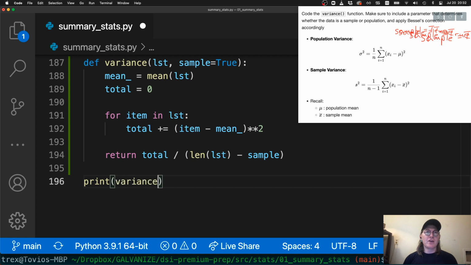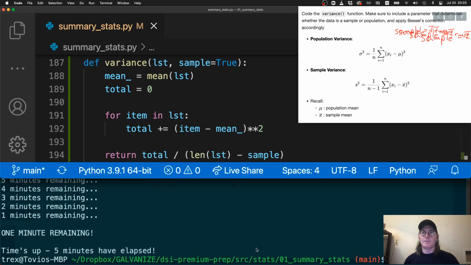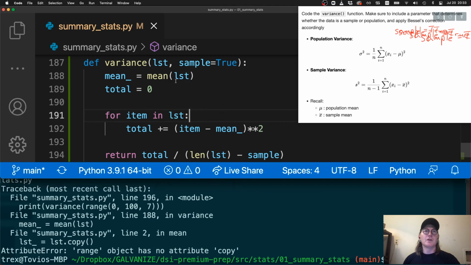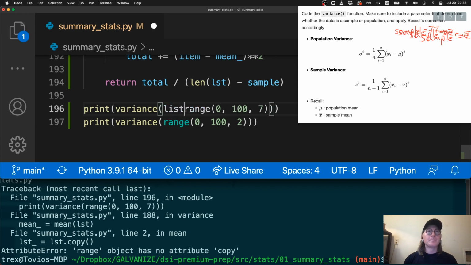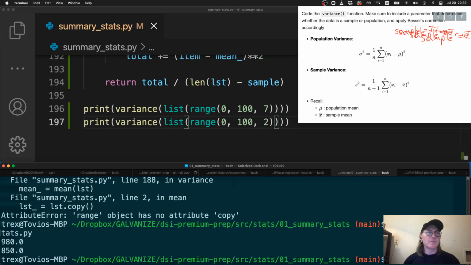So let's print the variance of the range from 0 to 100, going by 7s, why not? And let's do that again, going by 2s. And see what those look like. Oh, range object has no attribute copy. That makes sense. I need to just cast that to a list, or go make that other thing type safe. But this seems like the easy way to do it. Okay.